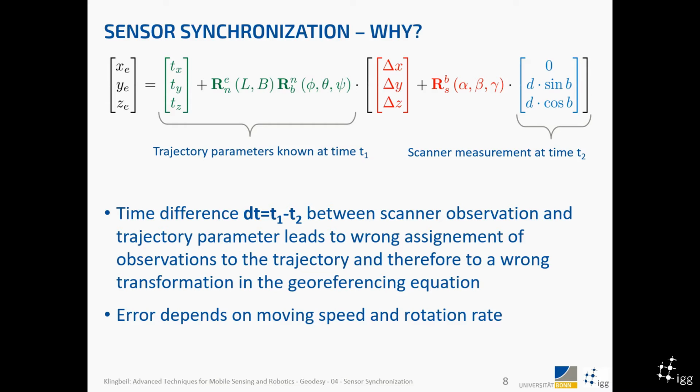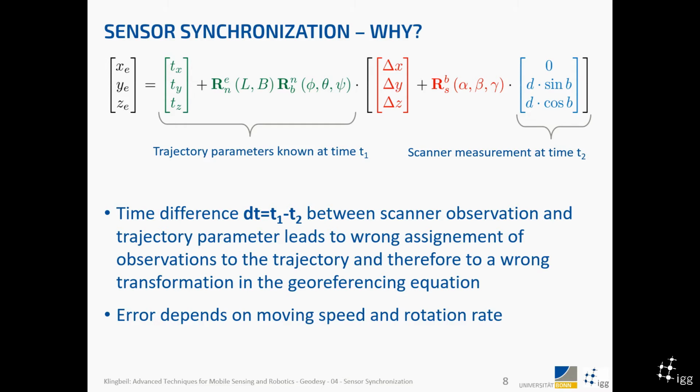Okay, if we want to understand why this sensor synchronization is so important, we can have a look at the georeferencing equation here. In this equation, we assume that the transformations from the calibration and from the trajectory estimation are valid exactly at the same time as the scanner measurement is done, right? So there's a distance measurement and an angle measurement in the scanner, and at exactly those points in time where these measurements are done, we need to have the calibration transformation and the transformation from the parameters of the trajectory.